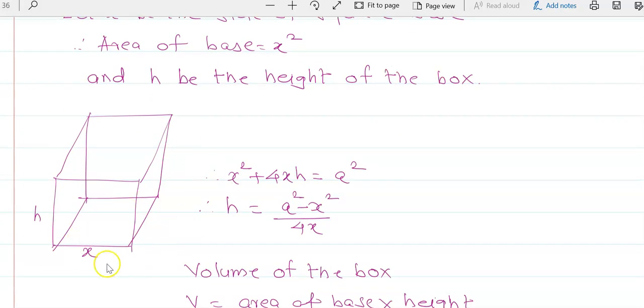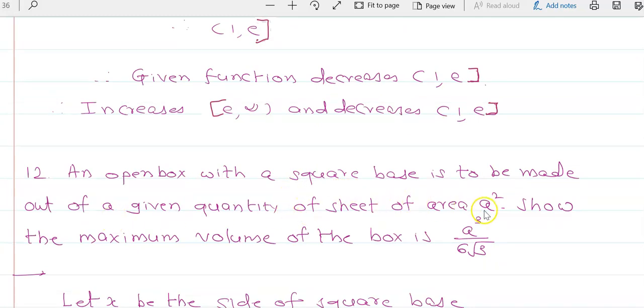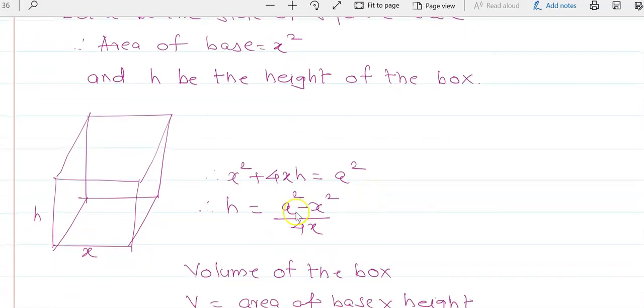Now see this box: this is the base and this is the height. What about an open box? Its area of the base is x square, and the vertical surface area is 4x into h. The total is equal to A square, the material we have been given, which is the area of the sheet. Therefore h is equal to A square minus x square upon 4x.